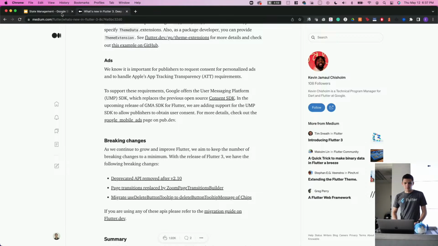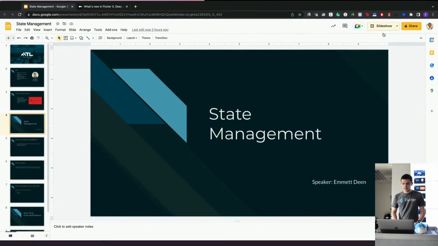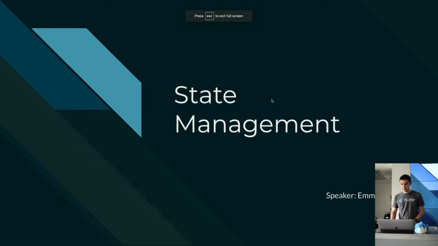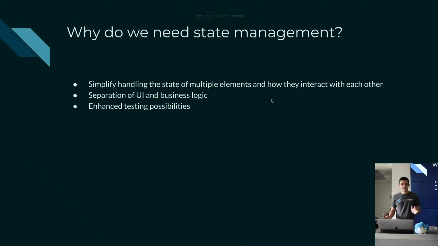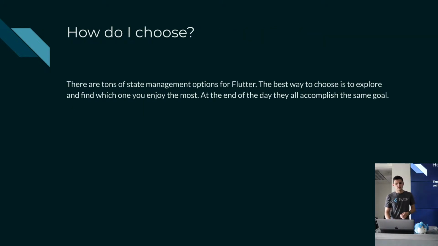All right, so back to our state management presentation. So why do we need state management? This is basically to simplify handling the state of multiple elements and how they interact with each other. It'll also help with separation of the UI and business logic, and it normally will increase your ease of testing due to that separation.